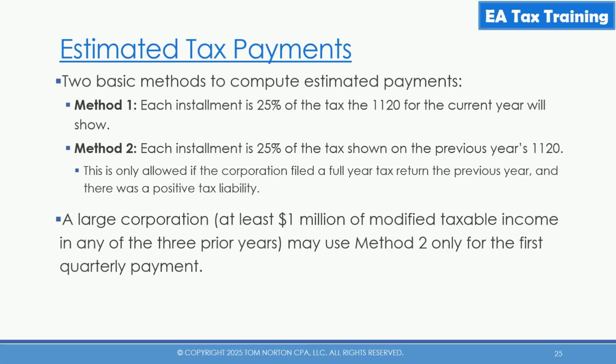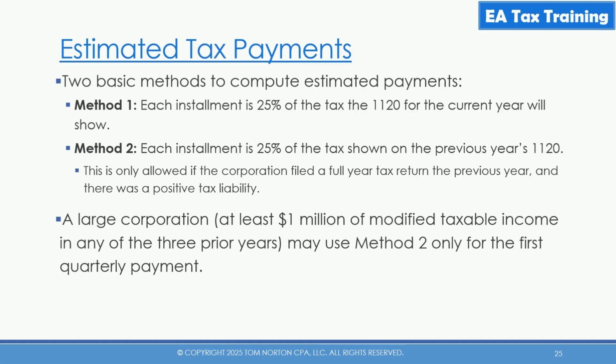There are 2 basic methods of computing estimated payments. So very cleverly, they are called Method 1 and Method 2. Method 1 is going to be based on the estimated income of the corporation for the current year. Method 2 is based on the actual tax liability last year. So with method 1, each installment is 25% of the tax that the 1120 for the current year will show.